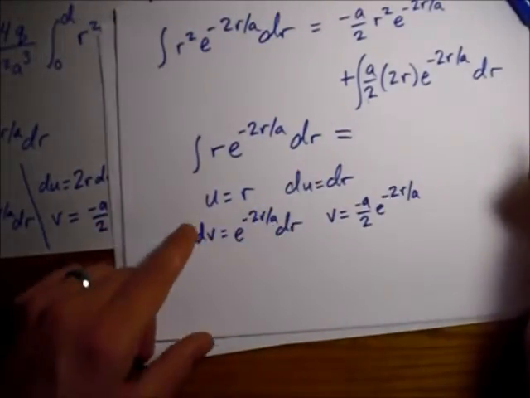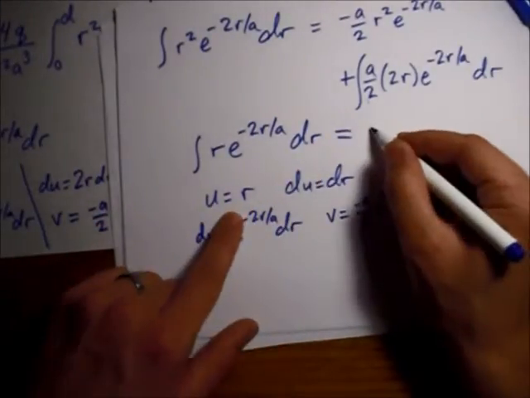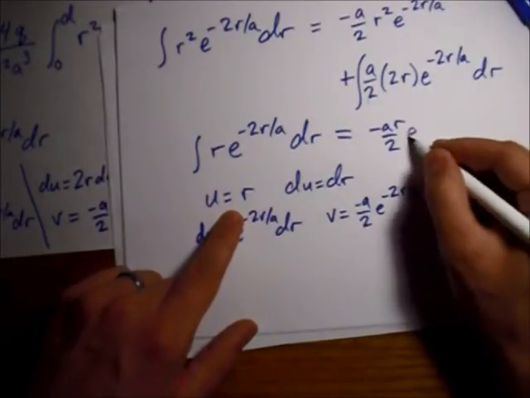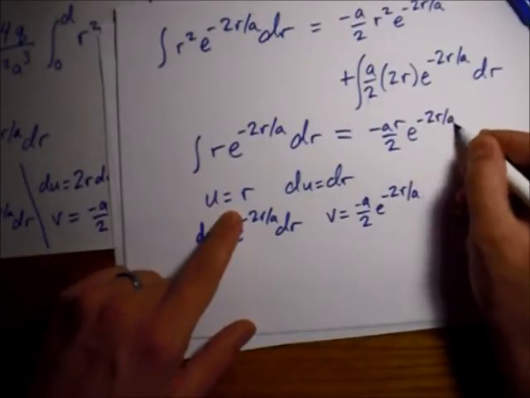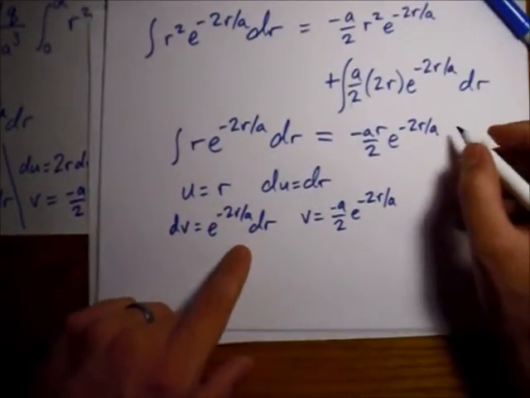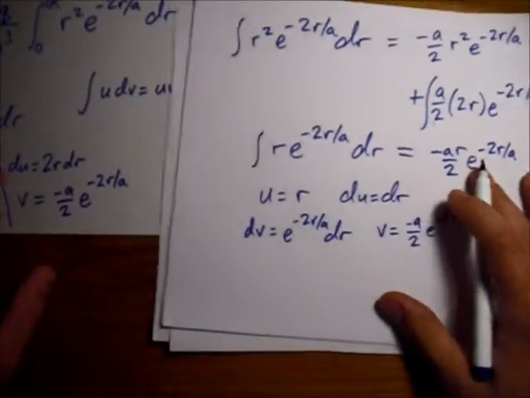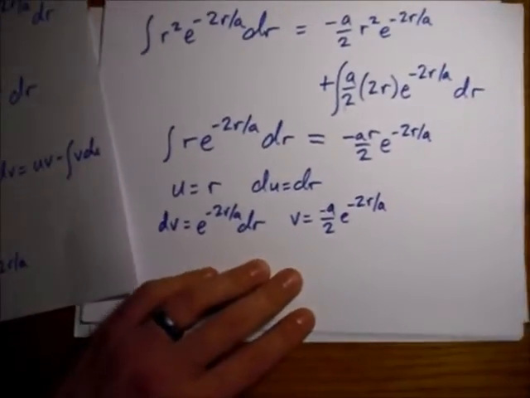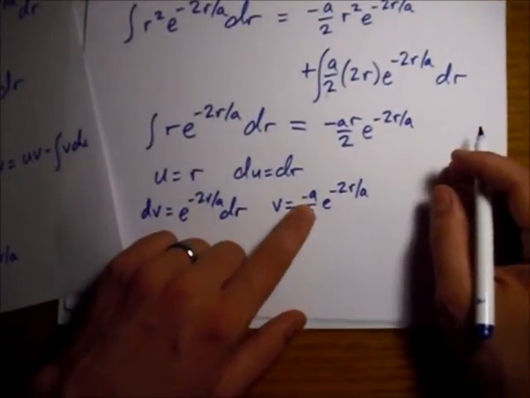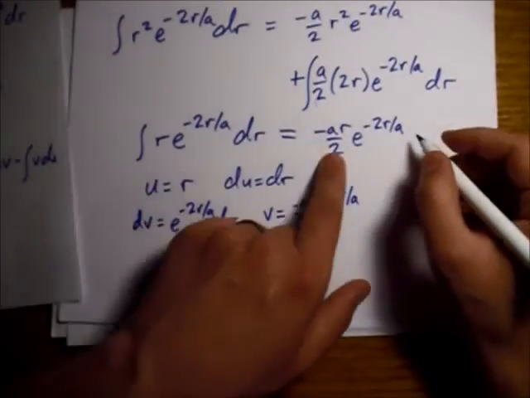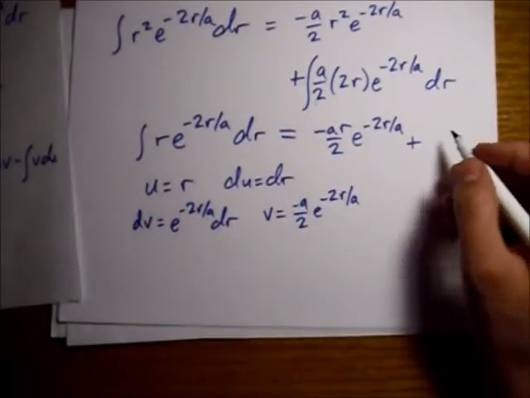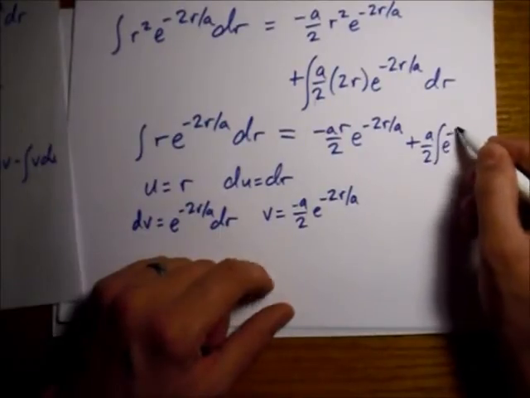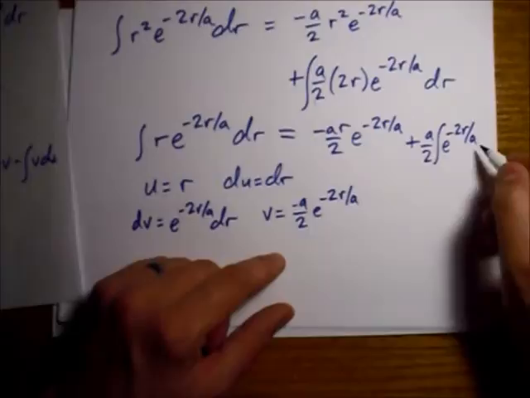This integral is equal to, now we have our uv, so we have a minus ar over 2 e to the minus 2r over a, minus the v du part. Again, we have our minus sign here, so that gives us a plus a over 2, the integral of e to the minus 2r over a dr.